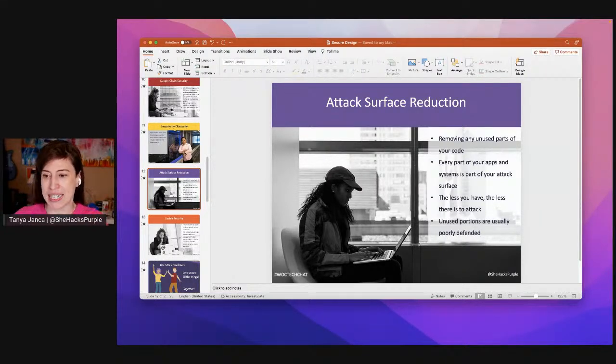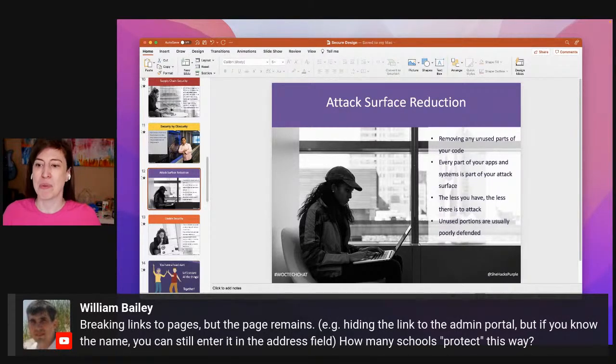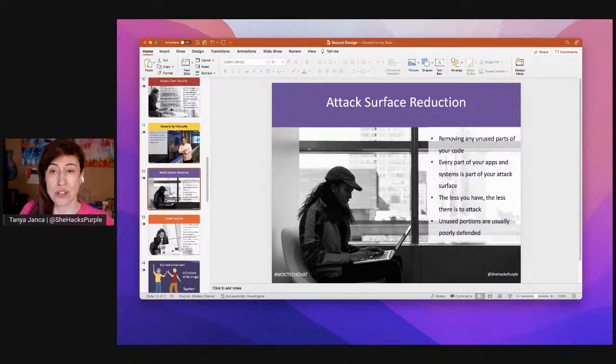So William's saying breaking links to pages, but the page still remains. So like hiding the link to an admin portal, for instance. But if you know the name, you could still enter it in the address. Like how many schools protect stuff this way? Well, William, you can use security tools to do directory busting and crawling and stuff. And then they can often find those pages, and people that are really good pen testers can just guess because it's been so long and they've done it forever. And they're like, oh, it's probably named this. And then they're right a lot, a scary number of times.